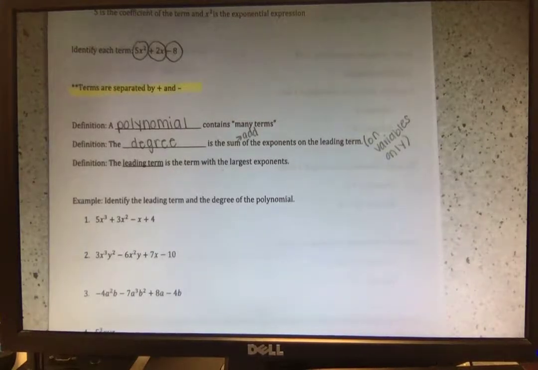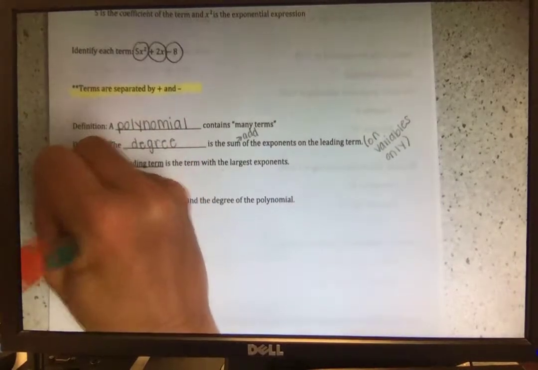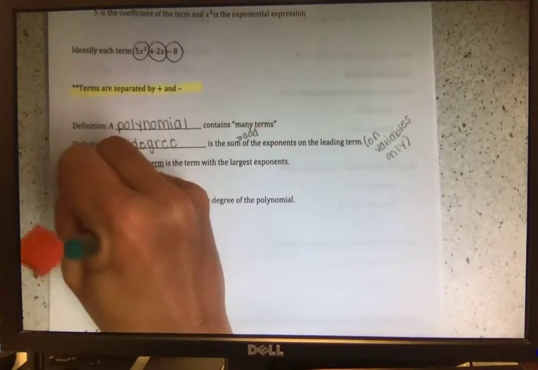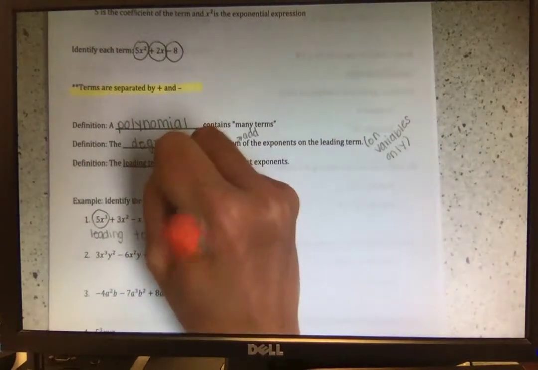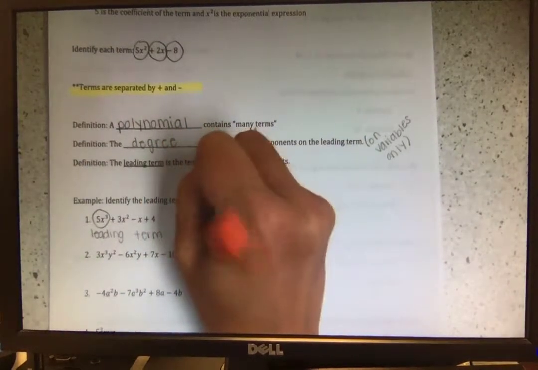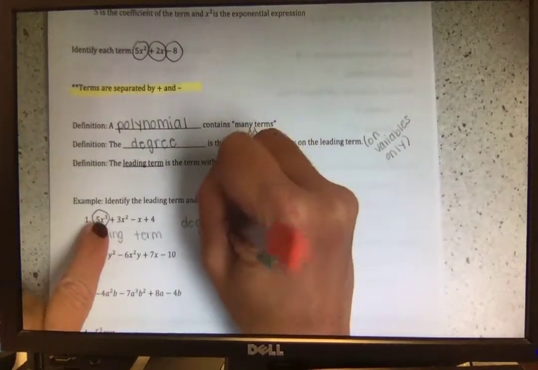So our examples ask us to identify the leading term and the degree of the polynomial. Starting off, example 1, 5x cubed plus 3x squared minus x plus 4. Identify the leading term, the term with the largest exponents. So 5x cubed is our leading term. And that degree, the sum of the exponents on that leading term, is just 3.